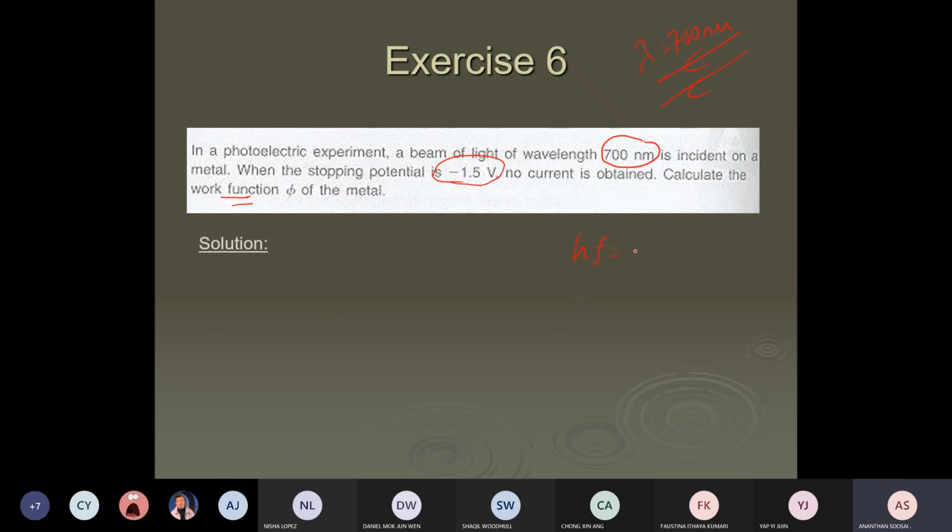So hf equals work function plus E_k max, right? E_k max. Okay. So work function is what? hf minus E_k max. What do you get?